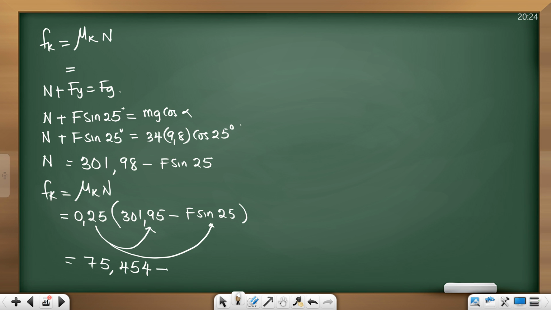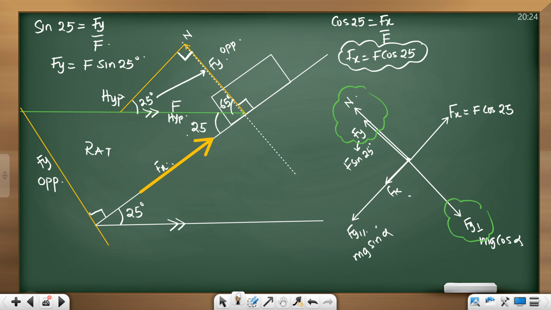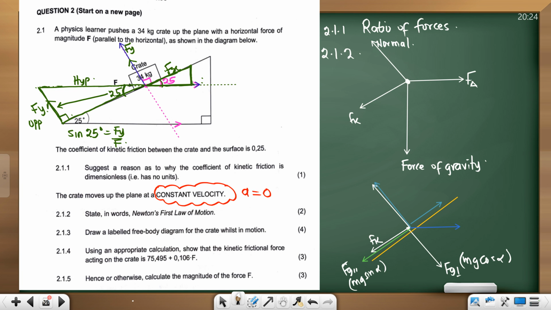454 minus... 495 minus... What is 0.25 sine 25 degrees? Quickly. 0.25 sine 25. 10. And there's F there. Let's see what we are proving. 45,495. There we go.